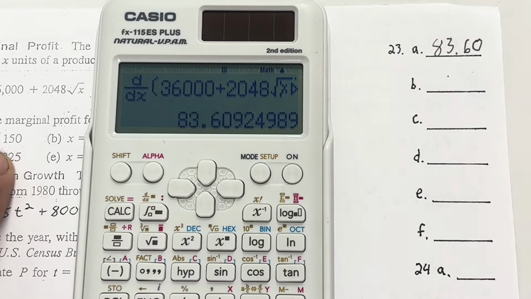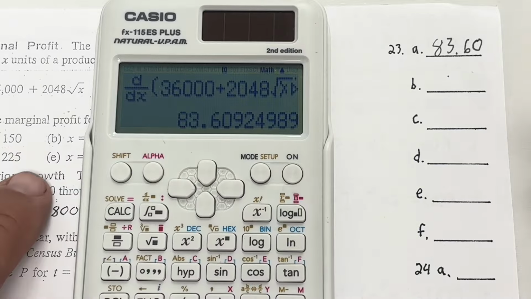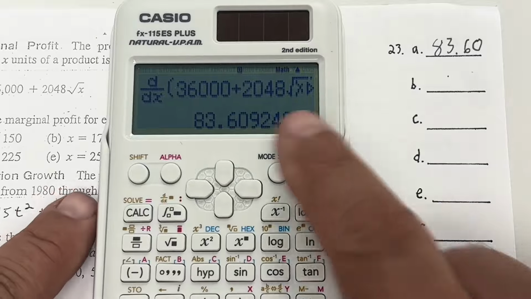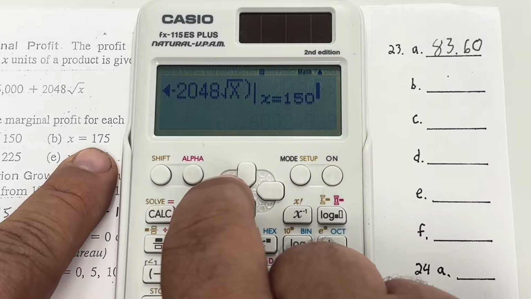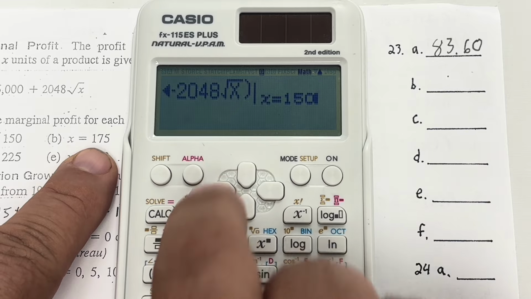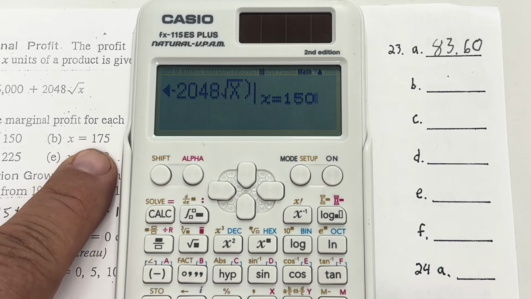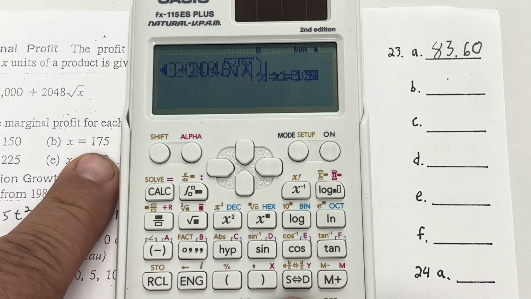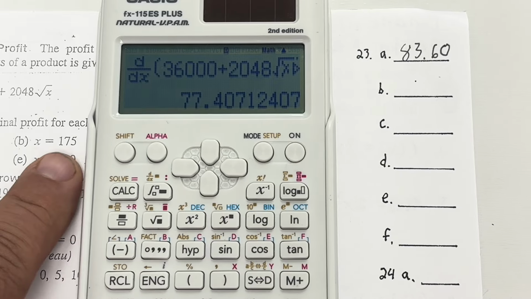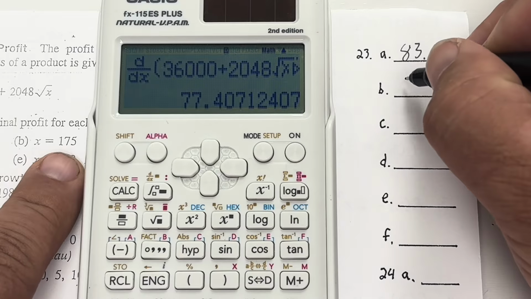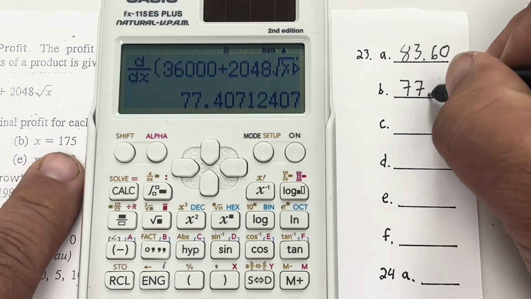$83.61, but in finance, we round down when it's us, and we round up when we're getting billed. Now, here's what's nice about this. While this is already plugged in, to plug in the 175, all we have to do is hit the back arrow and then delete that 150, and we'll type in 175. So the delete button's right there, so I'll hit the delete button, and we'll type in 175, hit equals, and the next value is going to be $77.40 per item.